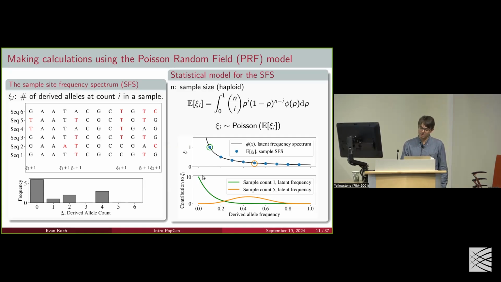But you might also note that for low frequency alleles, a lot of the mass of the latent allele frequency is going to be substantially lower than what you actually saw in your sample. So you're going to find those rare alleles that you kind of catch by accident in your sample at a little bit higher frequency.